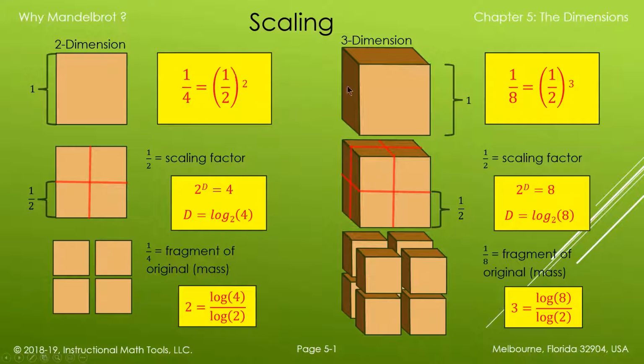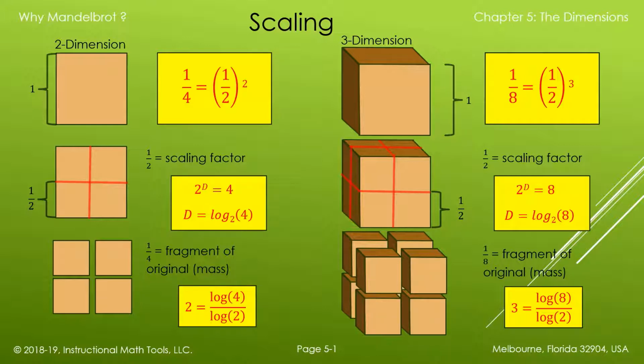This works across the board. Here's the cube over here. If you scale it by 1/2, you've got 3 dimensions, so you cube it, and that means you should have 8 pieces when you're all said and done. You've got 1, 2, 3, 4, 5, 6, 7, 8 pieces. So this formula works. And you can take this formula and transpose it: the scaling factor raised to the d power is equal to the fragments when you're said and done, or the mass we'll call it, which is 4.